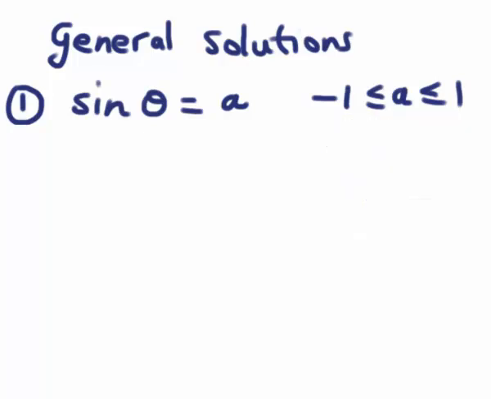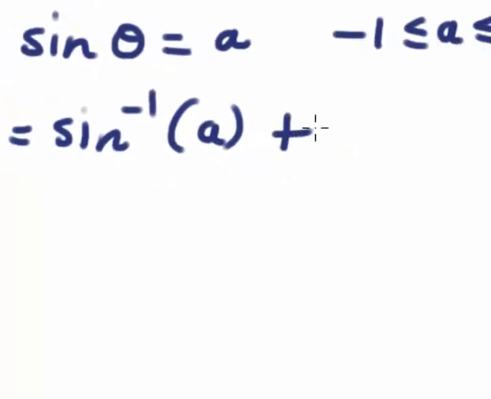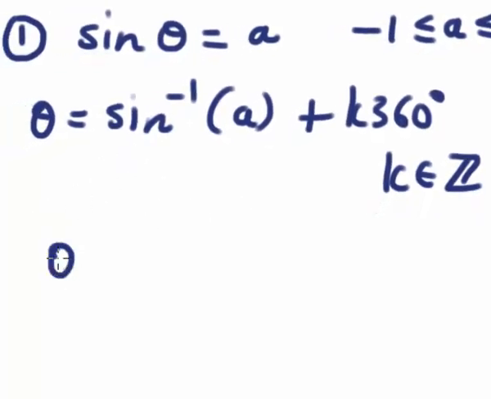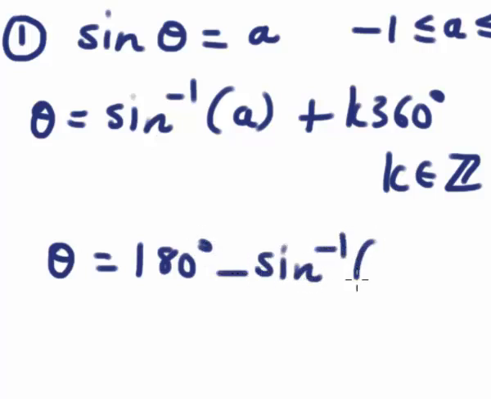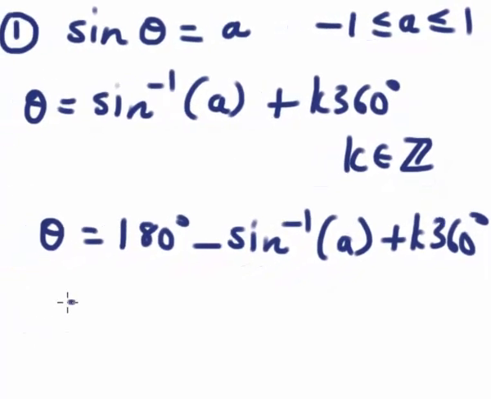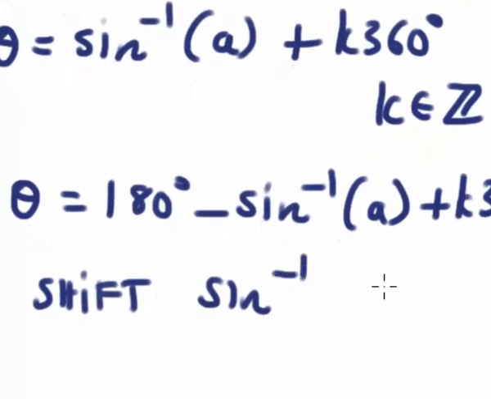Now, if you have a look at the first option, theta is shift sine of A. On your calculator you press shift sine, put in the number, and don't forget to add K360 where K is an integer. That was the one option. The other option, and we're going to keep these up, is 180 minus shift sine of A plus K360. So there were two of them. You simply go on your calculator, press shift and the sine button, then put your number in, and there you go.